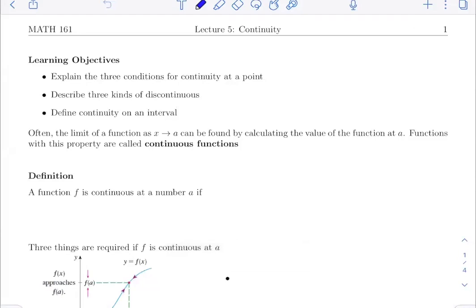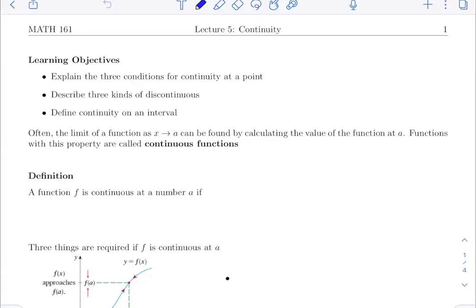Hello, everyone. In this lecture, we're going to look at the concept of continuity or continuous functions. The learning objectives for the lecture are to explain the three conditions for continuity at a point and describe the three different kinds of discontinuity. And also, we learn how to define the continuity on an interval.